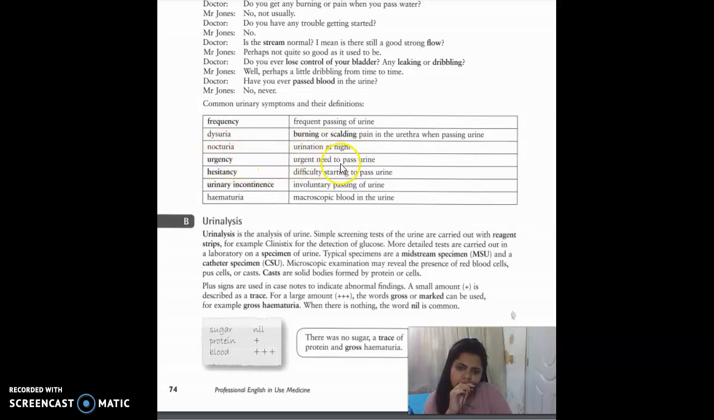Urgency: urgent need to pass urine. Hesitancy: difficulty starting to pass urine. Urinary incontinence: involuntary passing of urine. Hematuria: blood in the urine.